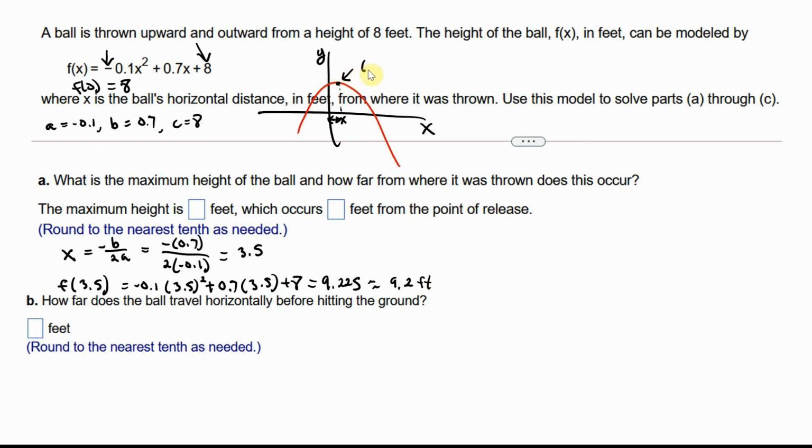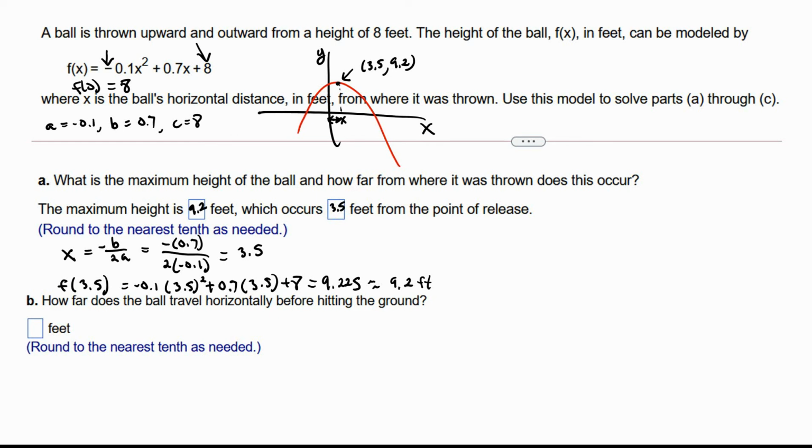So this point here is x is 3.5 and y is 9.2. So that means that the maximum height, the function value, is 9.2, which occurs at 3.5 from the point of release. Okay.